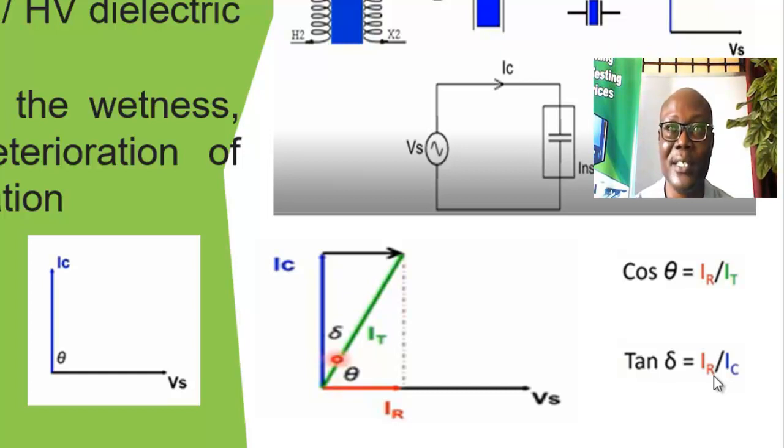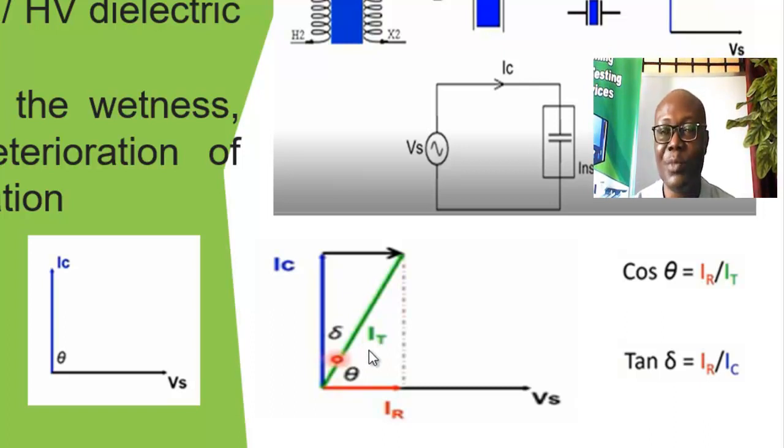So the lower it is, the better for us. That will mean that the losses will be reduced. So the tan delta measurement and the power factor measurement come side by side. As you can see, as you are measuring one, you are having an idea of the other. So that is the brief understanding.